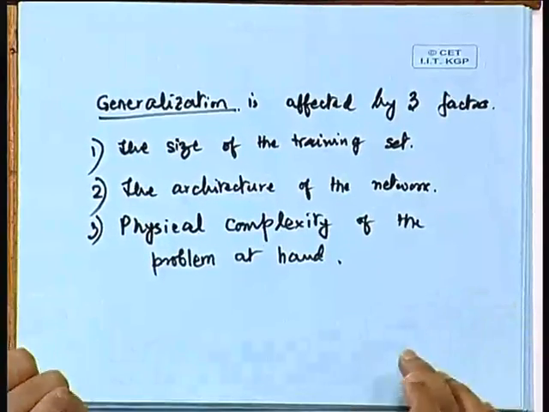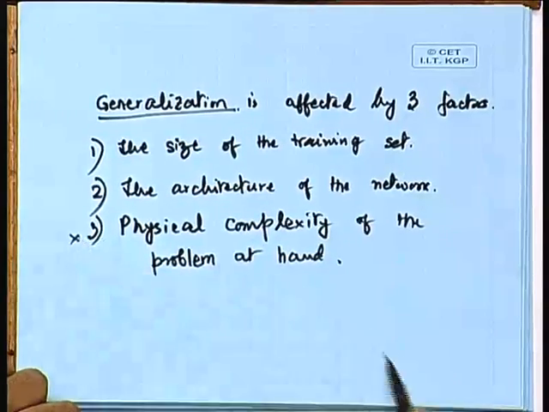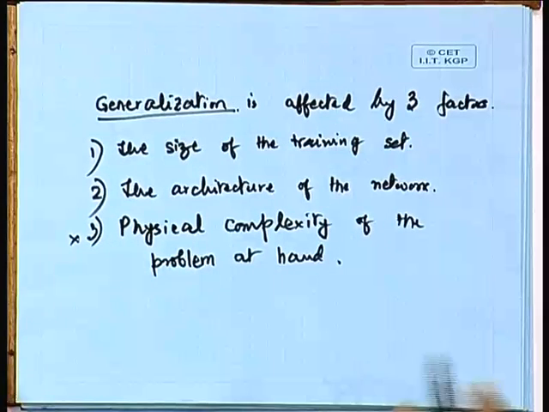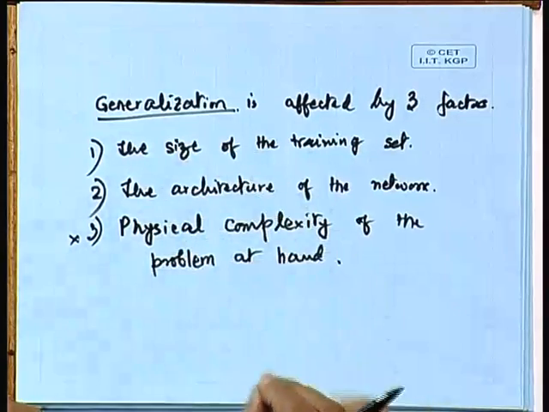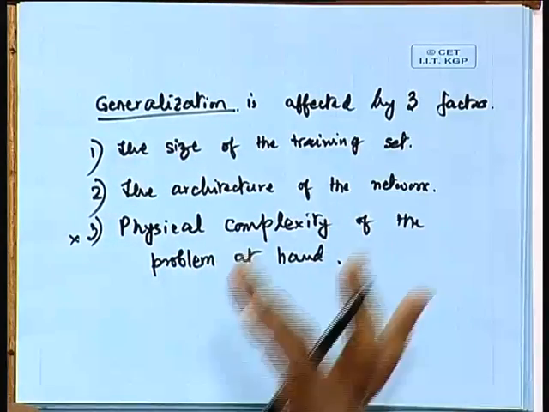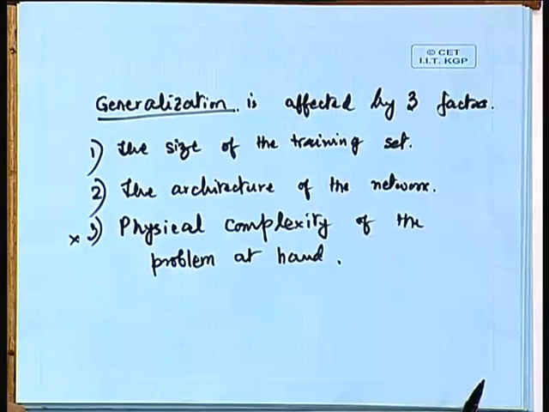Now, as I told you, we do not have any control over this. Whatever problem we have been given to solve, we have to solve. So what we can do instead is study these two effects, the size of the training set and the architecture of the network. We cannot vary both simultaneously. So by keeping the architecture of the network fixed, if we experiment upon the size of the training set, then obviously we should get some result.